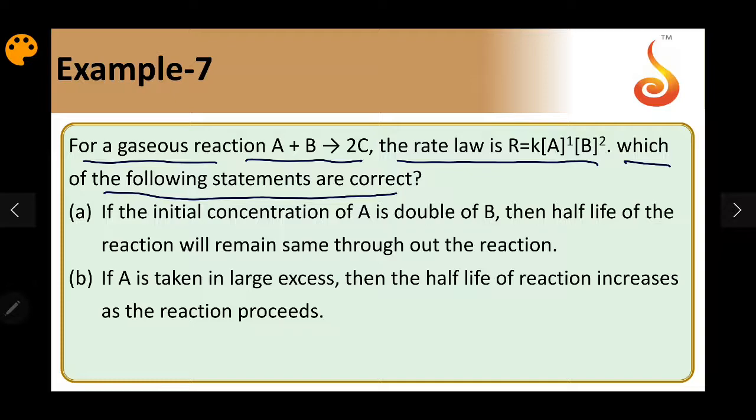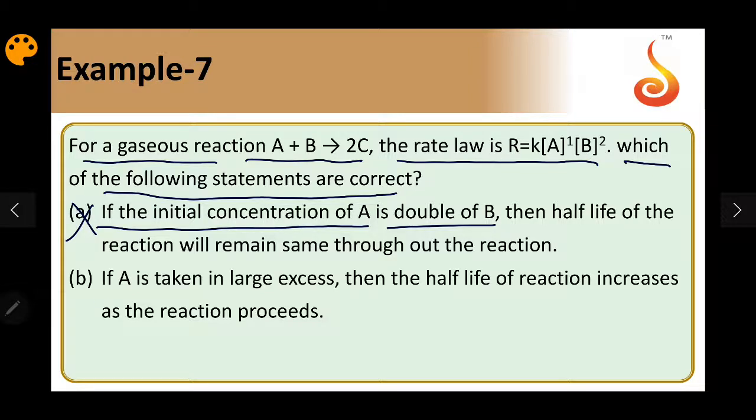If I take the initial concentration of A as double of B, that means 2A and A, then half-life of the reaction will remain same throughout the reaction. So the order will not change. Order is going to be 3 still, though concentration of A is double that of B, the dependency will be third order. So the half-life of the reaction cannot remain constant throughout the reaction. This is a wrong statement.